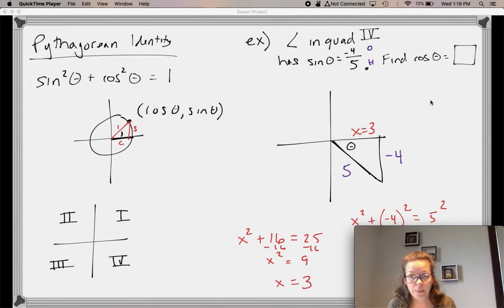But 3 is not my answer because it didn't say find the missing side. It said find the cosine of the angle. Well, cosine, so SOHCAHTOA, that's adjacent over hypotenuse. So the adjacent, well, that was 3. And the hypotenuse is 5. So 3/5 must be the cosine of that angle. Okay, let's try another one.